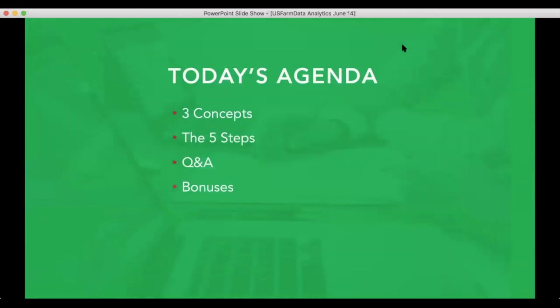But let's jump into what we're going to be covering today. So today we will go through 3 big concepts around Google Analytics. And then in that, I'll double check to make sure that we understand that before we jump into the 5 steps that we think you should take. And after we run through that, then we'll open it up to a broader Q&A.